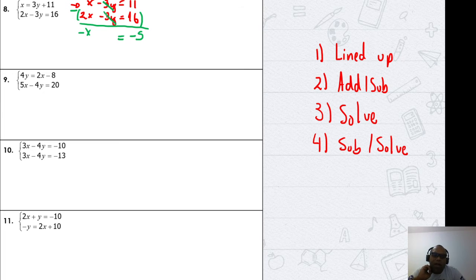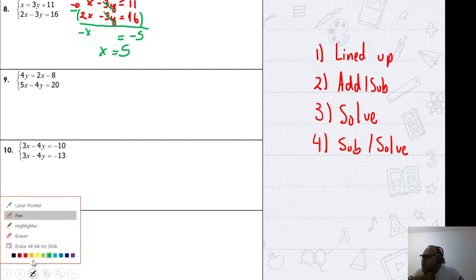Do I want the negative x? No, I want the opposite of negative x. It is the positive x. That is x equals, what is the opposite of negative 5? 5. x equals 5. Right now we have our solution.